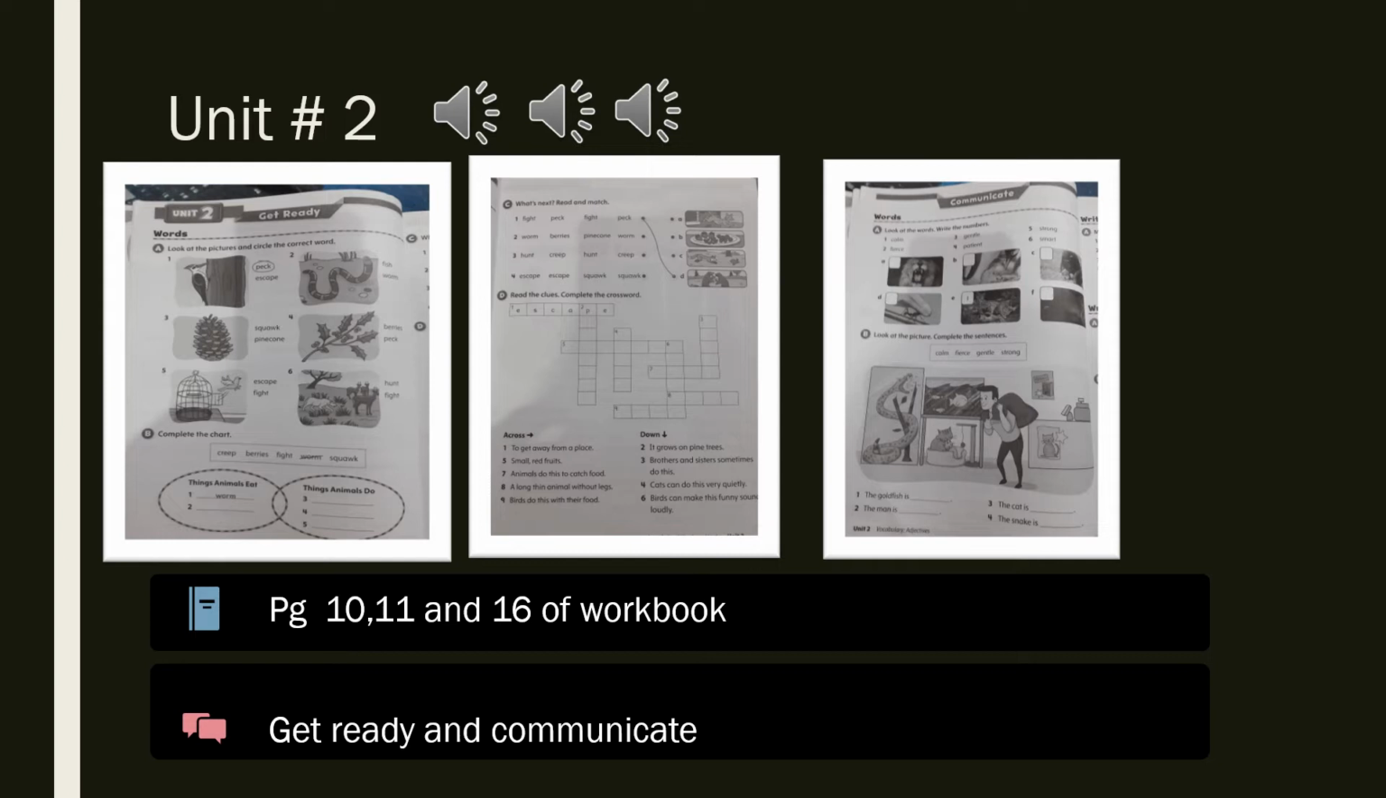B part is, look at the picture, complete the sentences. The goldfish is calm. The man is strong. The cat is gentle. And the snake is fierce.